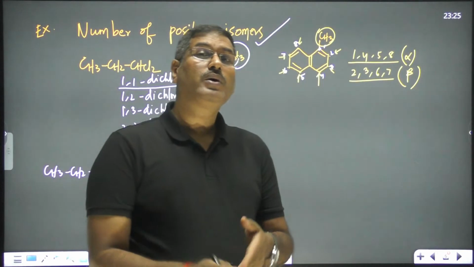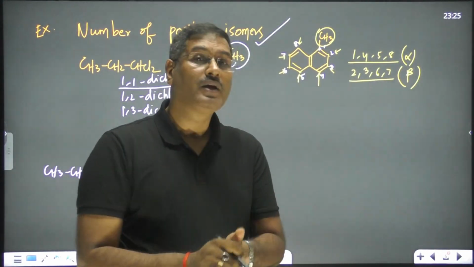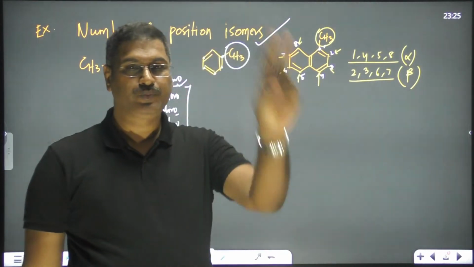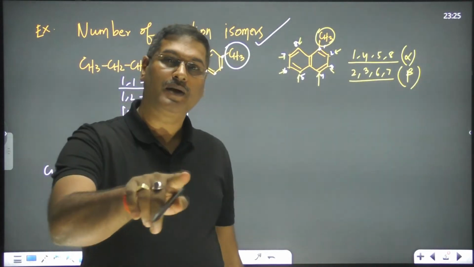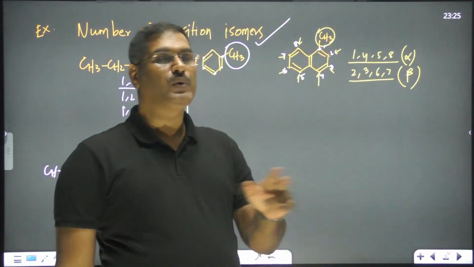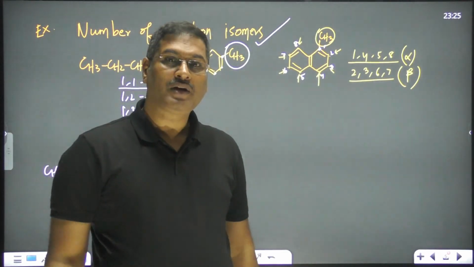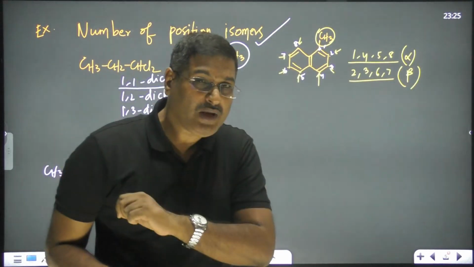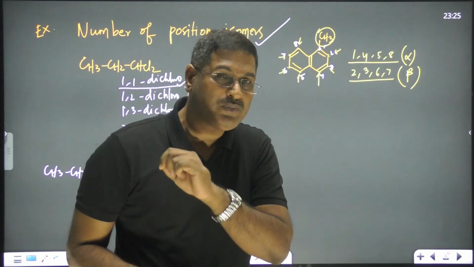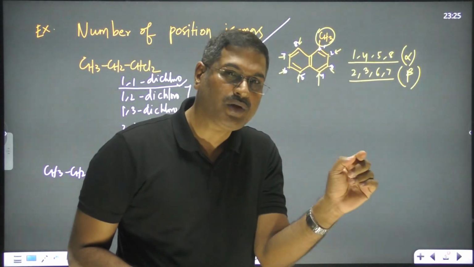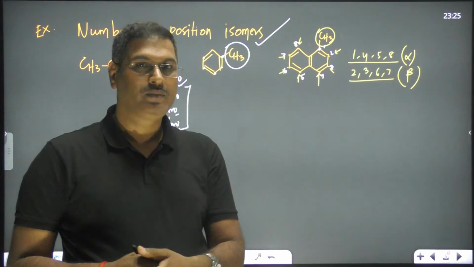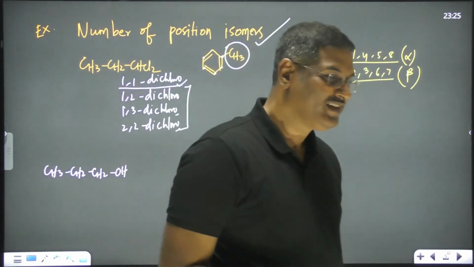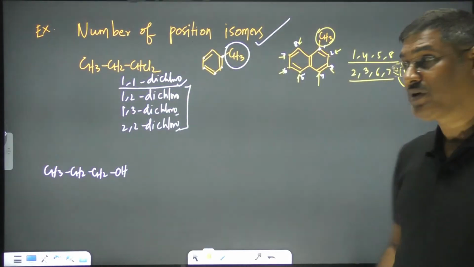So, for the question here: for mono-substituted naphthalene, there are 2 position isomers, alpha and beta, 1 and 2. But if the question is for 1-methyl naphthalene, the number of position isomers for 1-methyl naphthalene, or 2-methyl naphthalene? Correct. Yes.